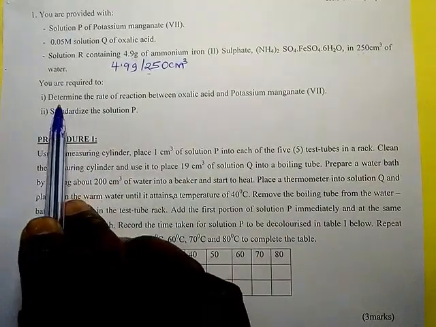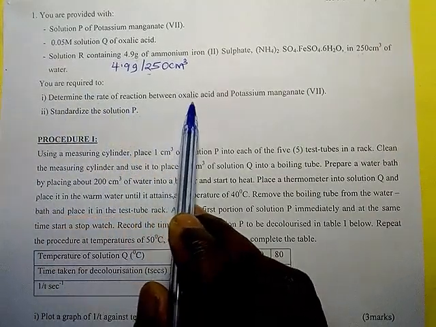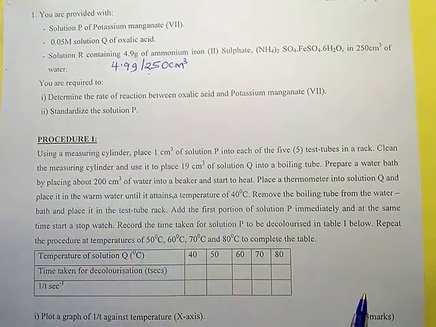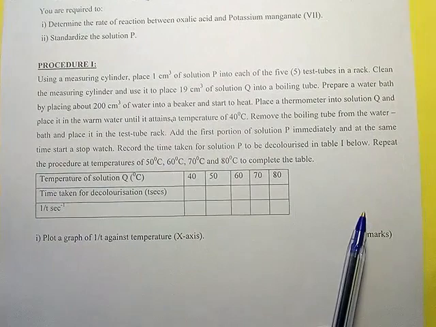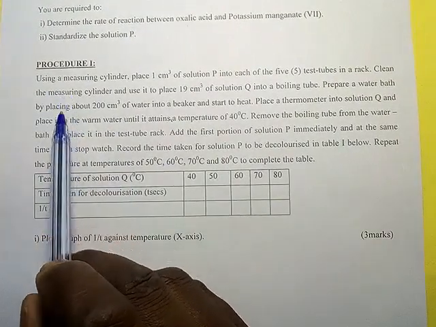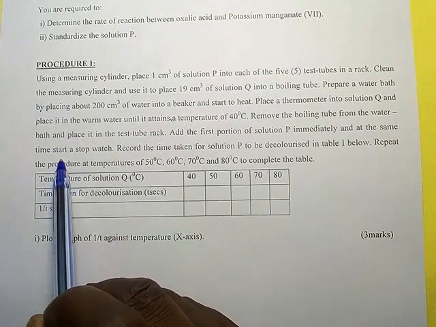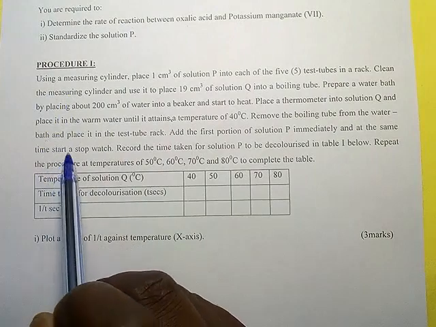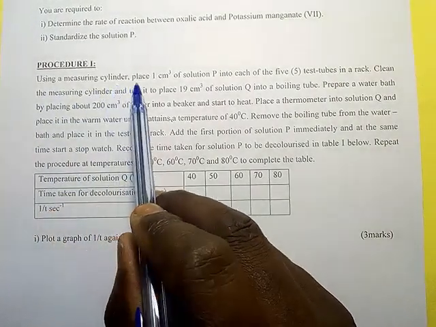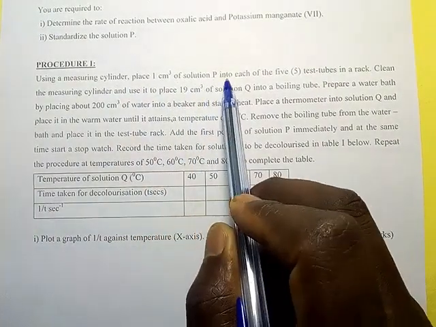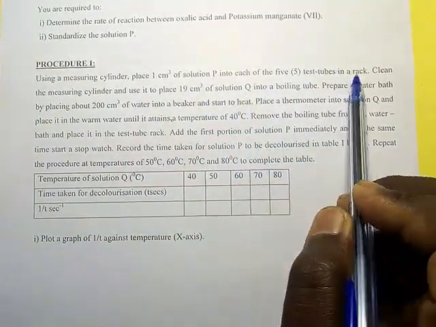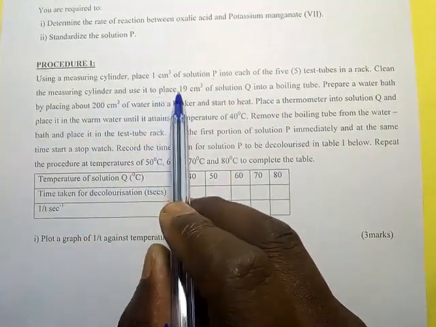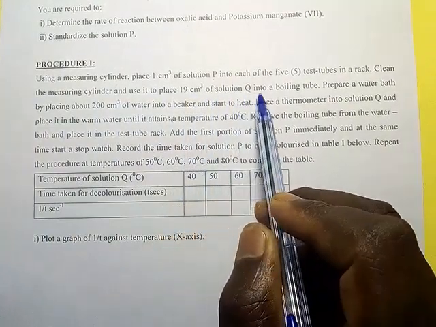You are required to determine the rate of reaction between oxalic acid and the potassium manganate 7. Standardize the solution P. Let us look at procedure 1. Practical is just following instructions and acting on them. The instruction, like here you are told, using a measuring cylinder, place 1 centimeter of solution P into each of the 5 test tubes in a rack. Clean the measuring cylinder and use it to place 19 centimeters of solution Q into the boiling tube.